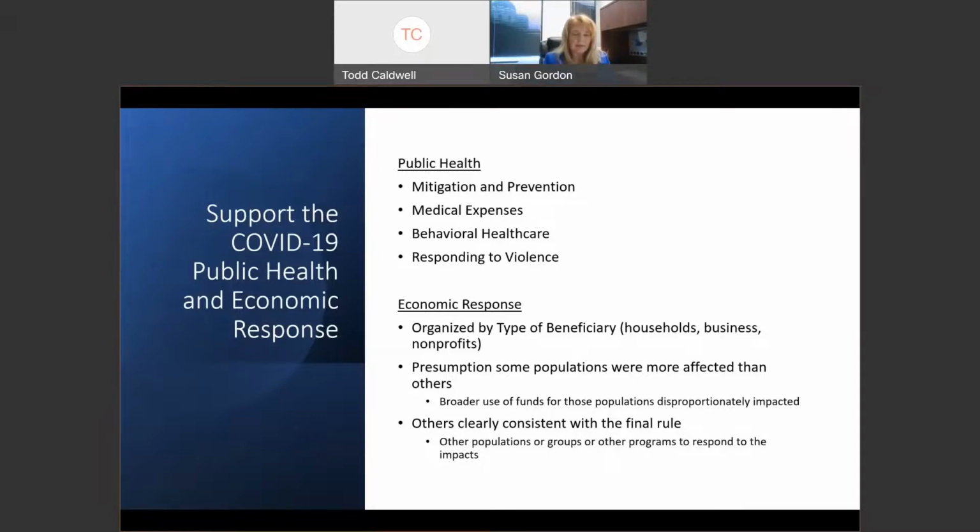And then there are other purposes and responses that are available, of course, that are consistent with the final rule. None of the lists in the final rule are exhaustive lists, but they should comply with the goals of the American Rescue Plan Act. And remember, it can't be an excluded use ever, like the transferring to rainy day funds.